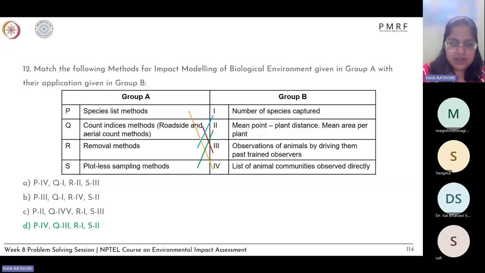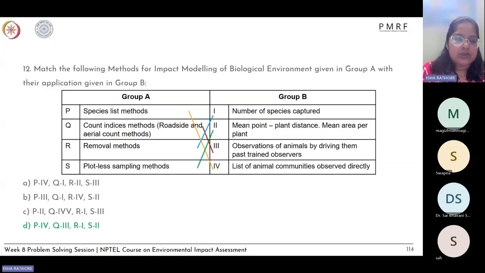Then removal methods are matches with the number of species captured. So R matches with 1. And plotless sampling methods S matches with mean point plant distance and mean area per plant. So S matches with 2. So the correct answer is D. That is P matches with 4, Q matches with 3, R matches with 1, and S matches with 2.